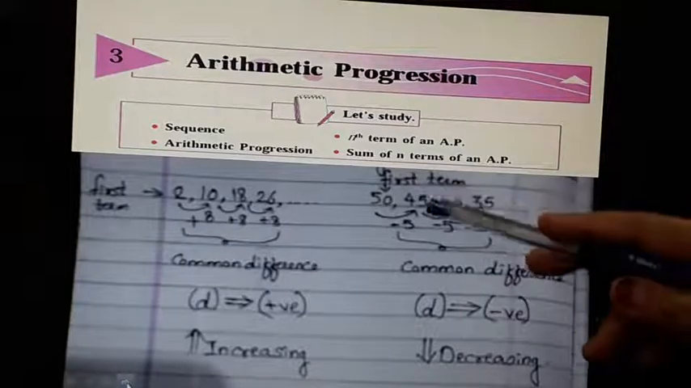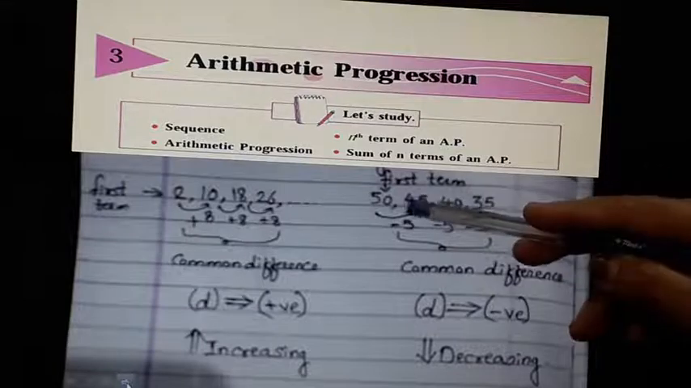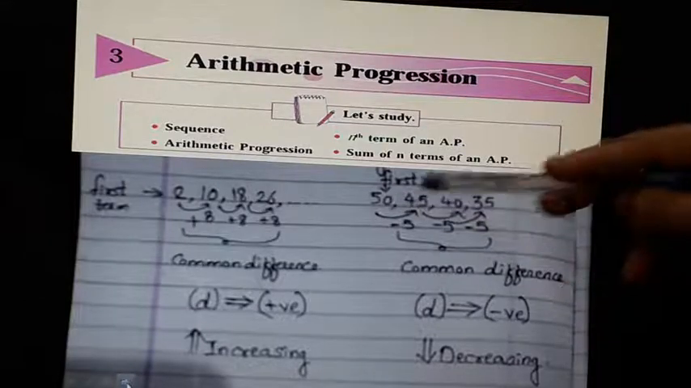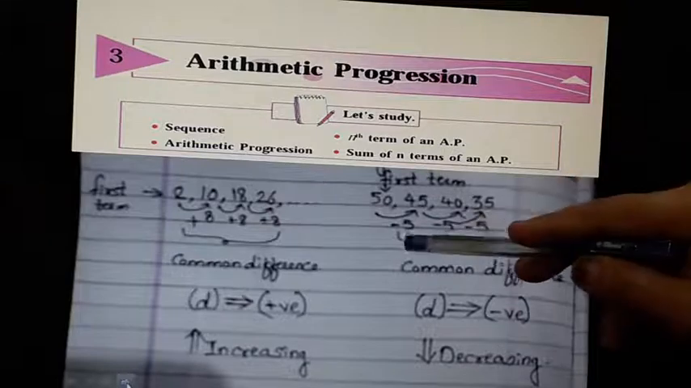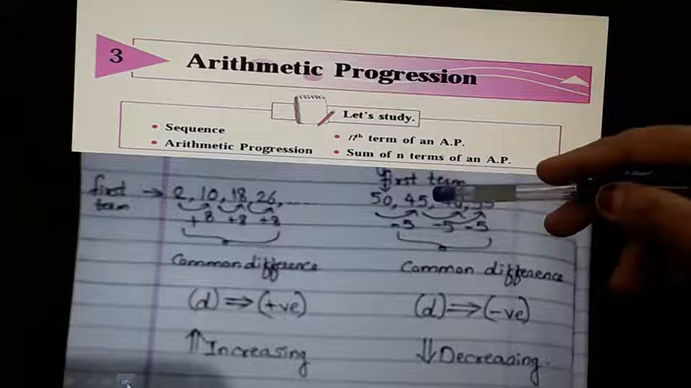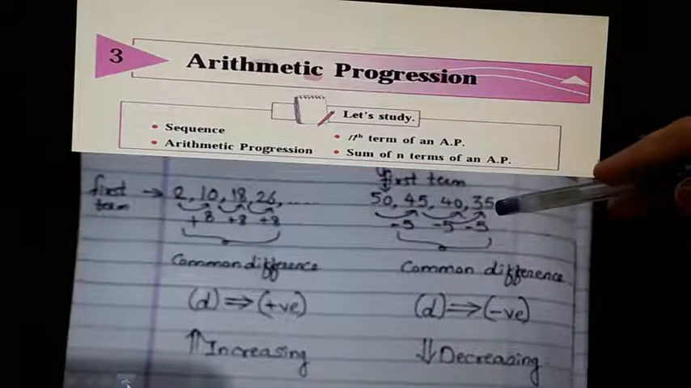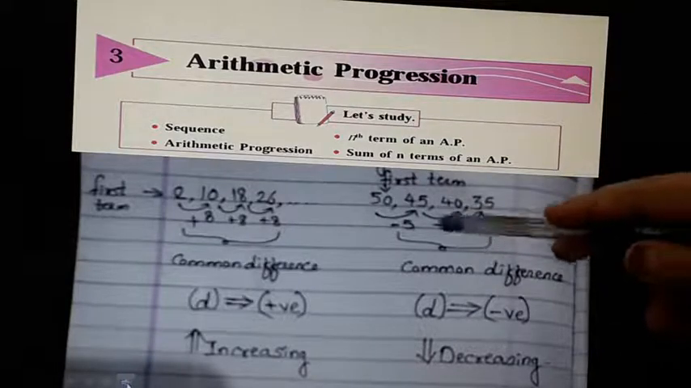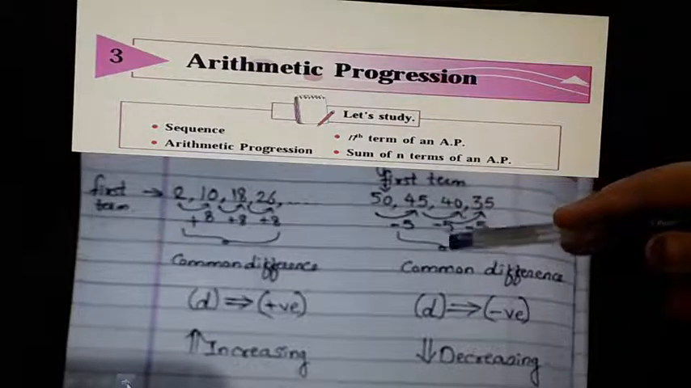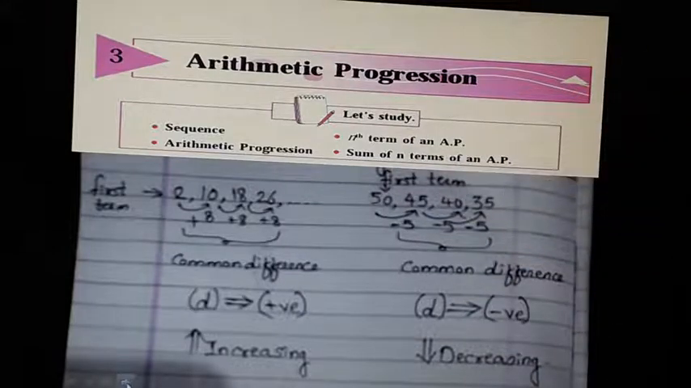Likewise here, the first term is 50, the second term 45, then 40, 35. Here the common difference will be constant, but it will be in negative form. So 45, that is T2, minus 50 is minus 5. Again 40 minus 45 is minus 5, 35 minus 40 is minus 5. The common difference is constant again, but in negative form, no issues with that. So this sequence is also an AP. Now the idea of an AP sequence is clear.